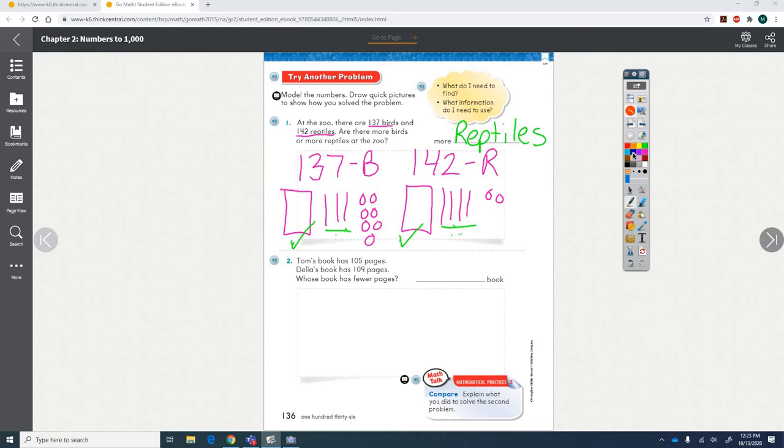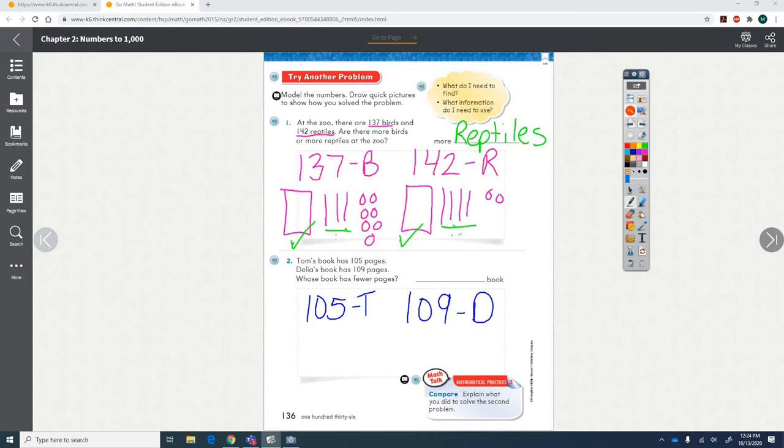There's also another way that's easier. Do you want to know the easier way? Oh, I figured you did. So let's look at this next one. Tom's book has 105 pages. So I'm going to write 105 and I'm going to put a T for Tom. Delia's book has 109 pages. So I'm going to put a D for Delia and put 109.